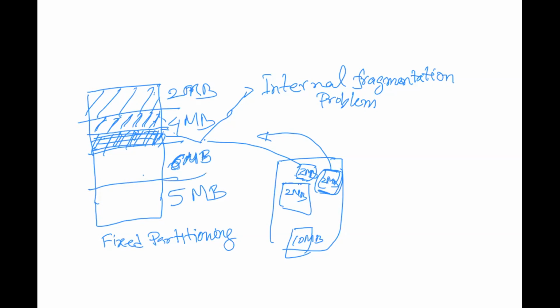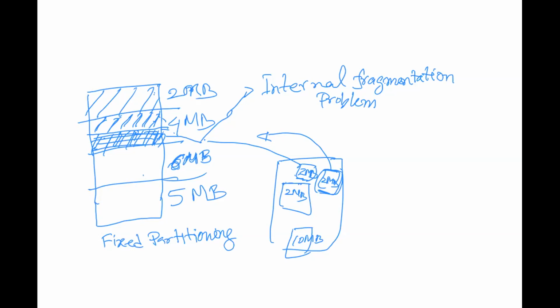And next, degree of multiprogramming is limited. What does degree of multiprogramming mean? Degree of multiprogramming means the number of processes you can accommodate inside the RAM. Here you already have 4 partitions, so the degree of multiprogramming will be maximum 4. It is equal to the number of partitions. So degree of multiprogramming equals the number of partitions, so it is always limited or fixed for fixed partitioning systems.